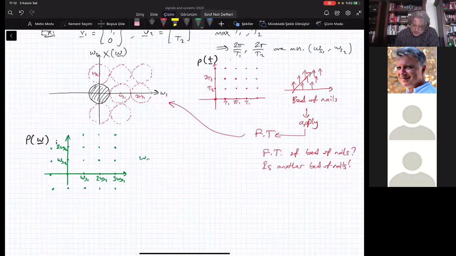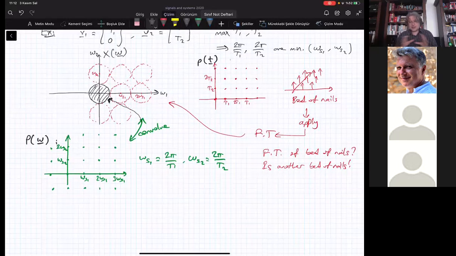Where omega S1 is equal to 2 pi over capital T1 and omega S2 is equal to 2 pi over capital T2. So when I convolve these two shapes, I have to convolve the black one with this one, with this black disk. When I convolve these points with that black disk, I will come up with this result.